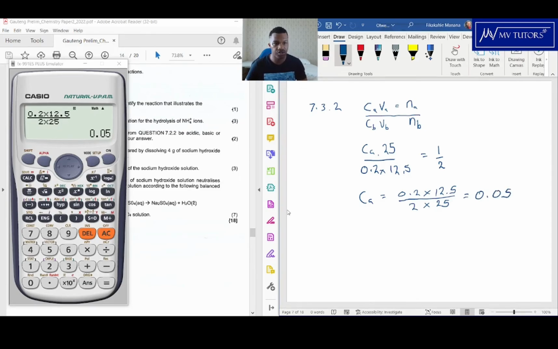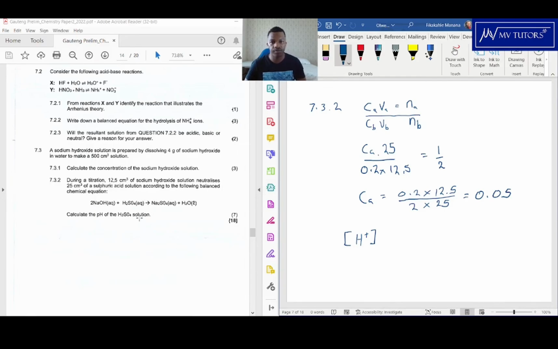Now what is this 0.05? It's the concentration of acid, or the concentration of the hydronium ions, or the hydrogen ions. But if you look at this acid, it's diprotic, which means it's got 2 H's. This 0.05 is for 1 hydronium ion, or 1 hydrogen ion. So we need to multiply it by 2 so that we get 2 of them, because it's diprotic.